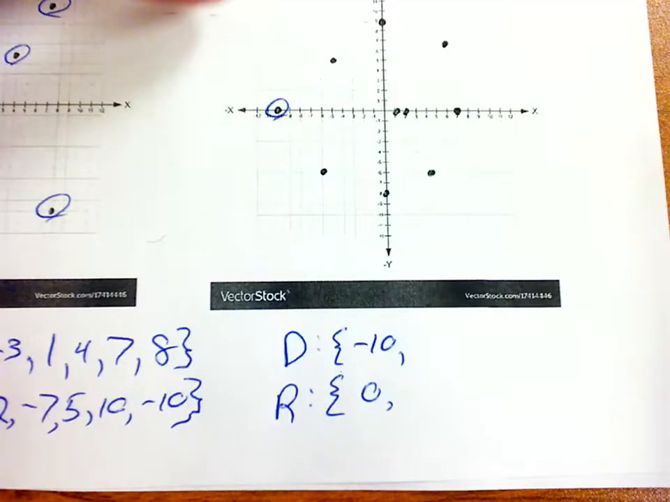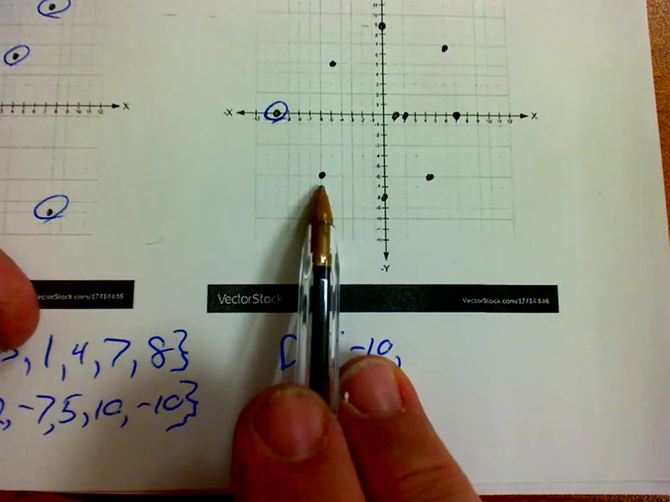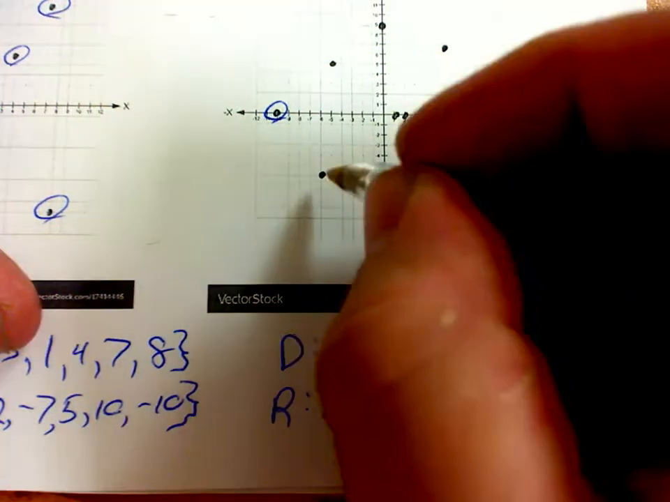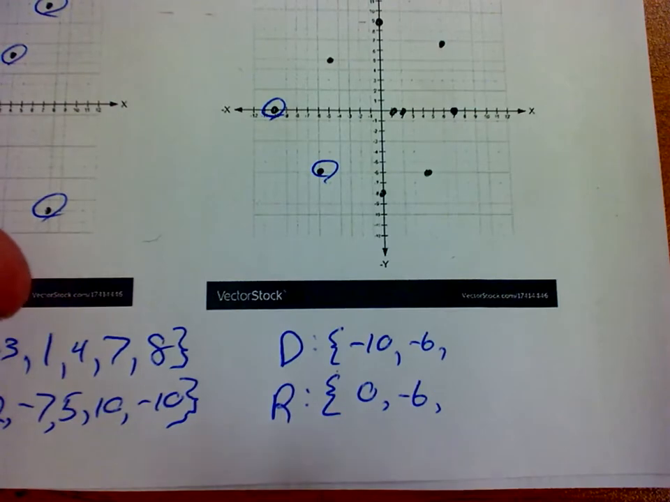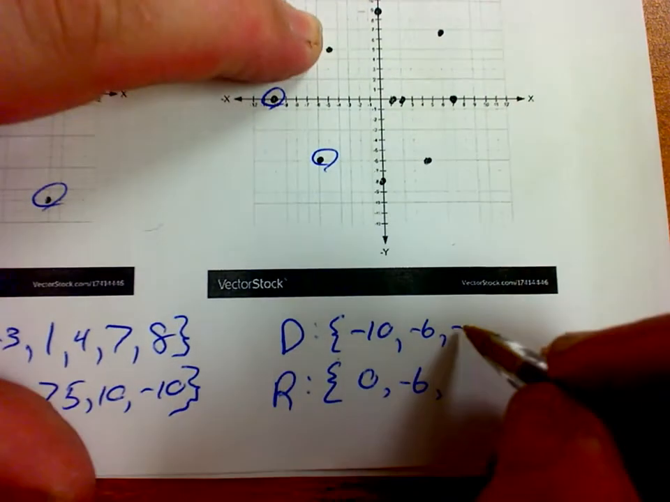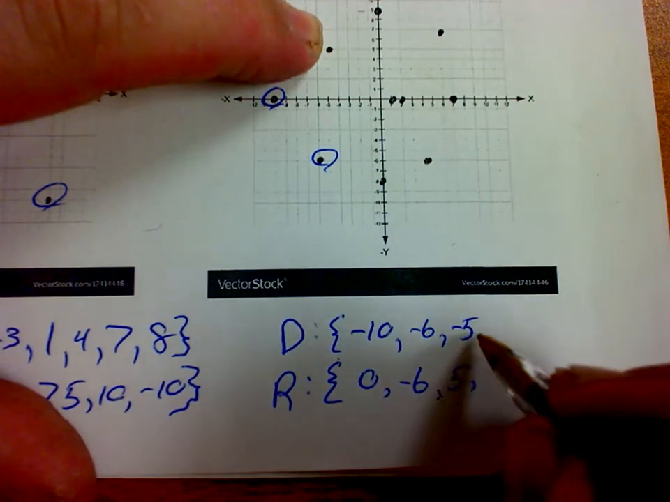Once we use it, circle it and move on. We have another point right down here at -6, -6. So we put our points down, -6 for the x, -6 for the y. Circle it, move on. Next point we have here is at -5, 5. -5 is the x-coordinate, domain. 5 is the y-coordinate, range.